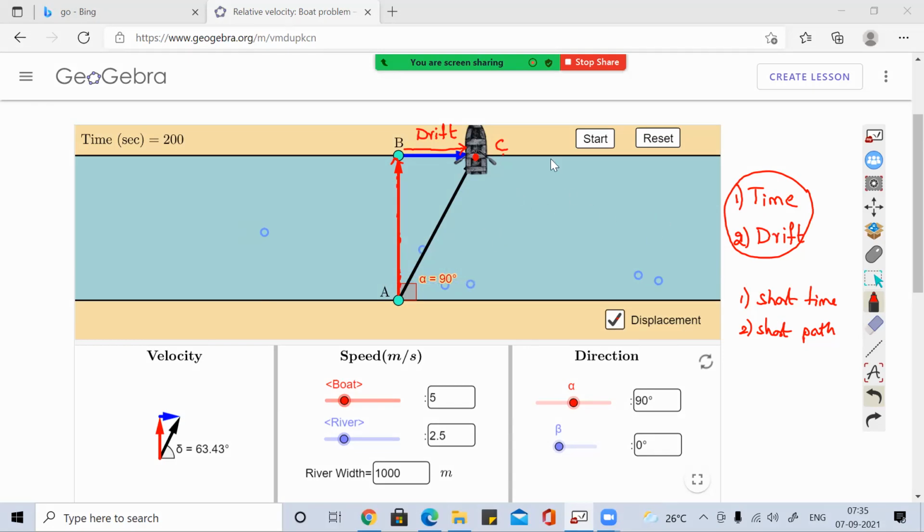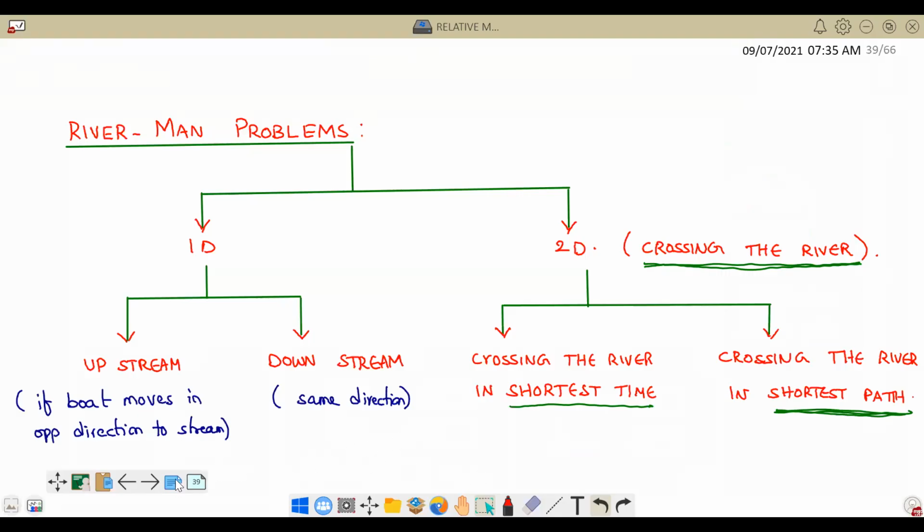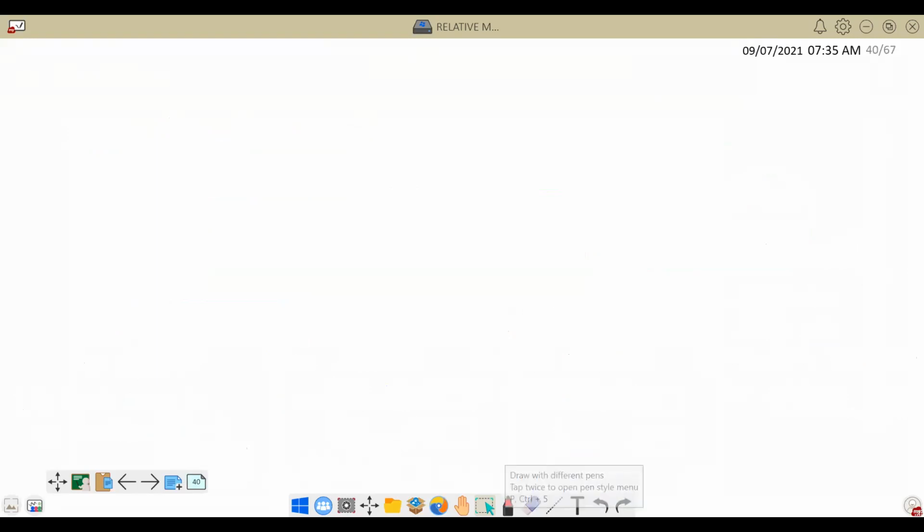I hope you understood what is meant by drift. Now let us see. We'll write down one point as a note on drift. And write down, now we have entered into two dimensions: river-man problems or river-boat problems in two dimensions. So let us see drift.